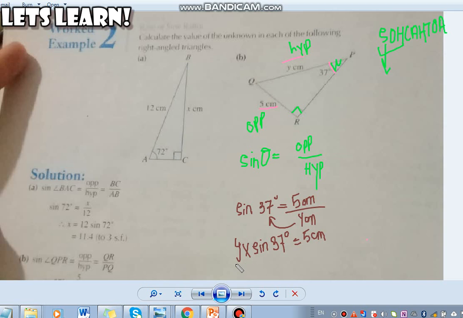Now can we make y alone? Yes, we can. Now there is no barrier here. So here the sine 37 was multiplied by the y. So when I make y alone, I will need to bring this whole thing from here to here. So here it was multiplied. When I bring it over here, it has to be divided. So y equals 5 divided by sine 37.